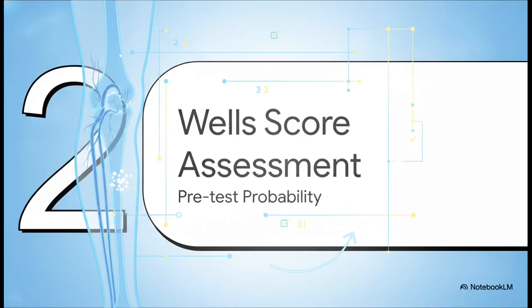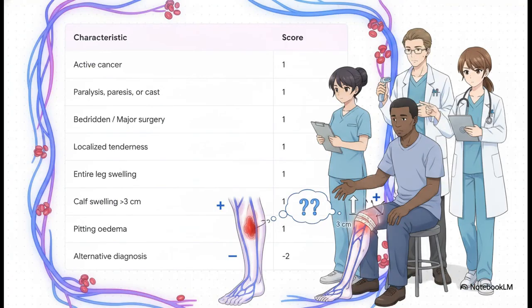Which brings us seamlessly to Section 2, the Wells score assessment. Now, this is where we take our clinical suspicion and turn it into a quantified pre-test probability, using the validated Wells DVT score criteria. You assign points for things like active cancer, recent immobilization, localized tenderness, entire leg swelling, calf swelling over 3 centimeters, and so on.